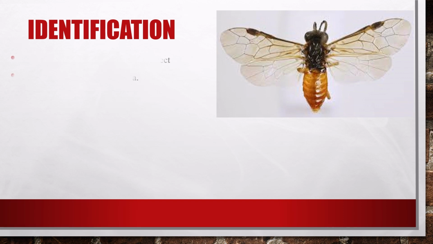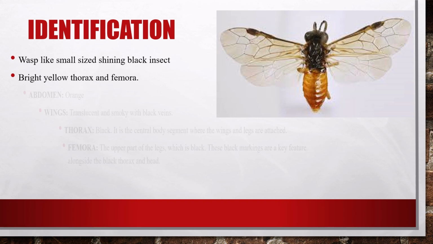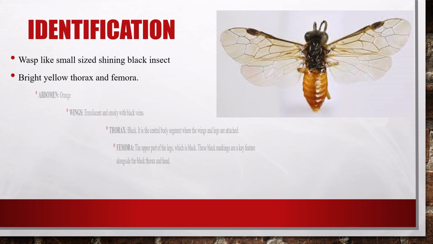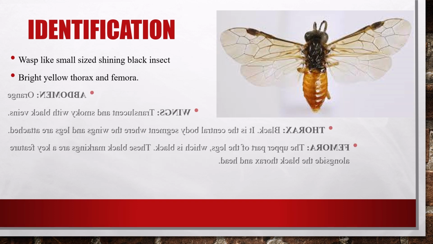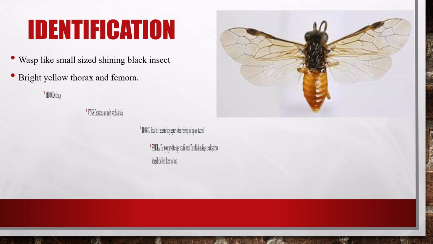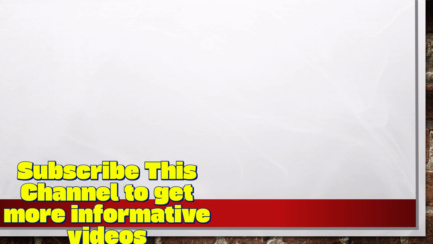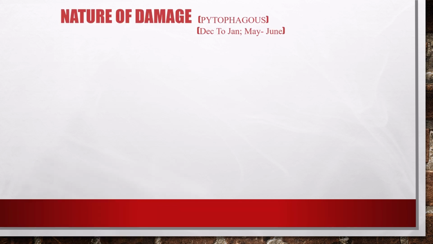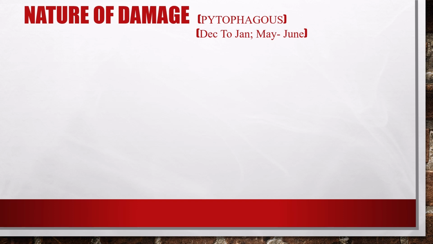Thorax is black. It is the central body segment where the wings and legs are attached. Femora is the upper part of the legs, which is black. These black markings are a key feature alongside the black thorax and head. These insects are highly voracious and phytophagous. Mostly occur during December to January and May to June. They cause damage to the host plant during both larval and adult stage.